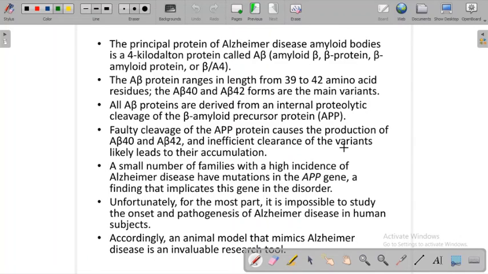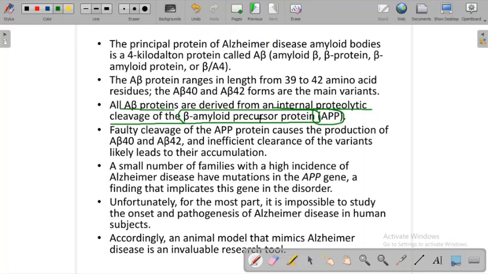The amyloid beta protein ranges from 39 amino acid to 42 amino acid residues. Amyloid beta 40 and amyloid beta 42 are the two main variants of this particular protein. These amyloid beta proteins are derived from the internal proteolytic cleavage. Amyloid beta protein is very important, but how exactly does it form? By the internal proteolytic cleavage of beta amyloid precursor protein. So there is a production of beta amyloid precursor protein, APP, and APP degrades and forms amyloid beta proteins.